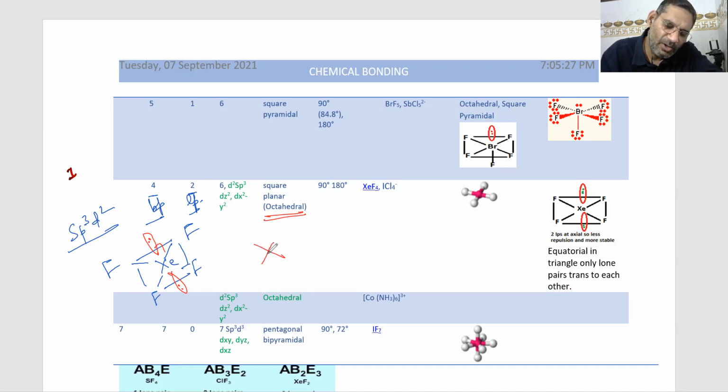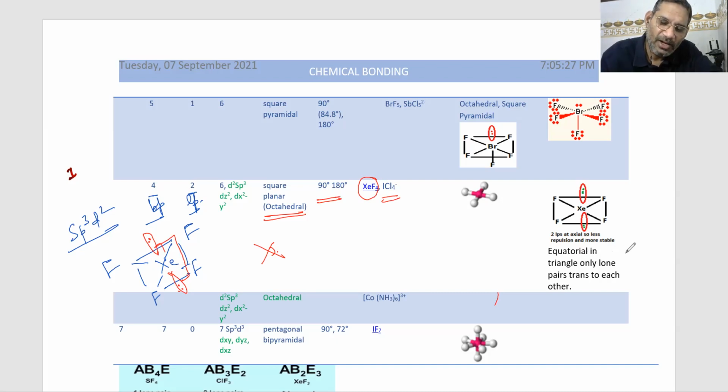These four angles will also be 90 degree. And if you see the angle between these two F atoms, it will be 180 degree. So I have taken just XeF4, but you can take ICl4 minus also, and the shape will be square planar, with two lone pairs at 180, so less repulsion and more stable. Fine. So this is the meaning of 4 plus 2.